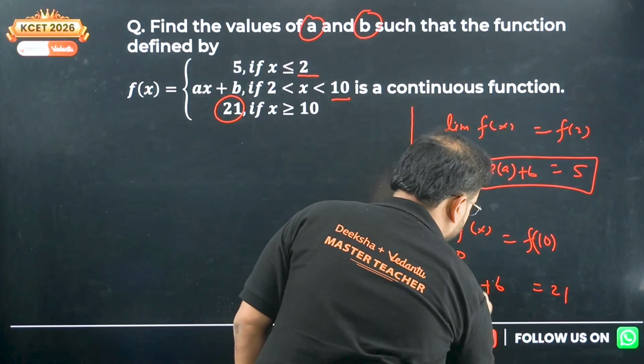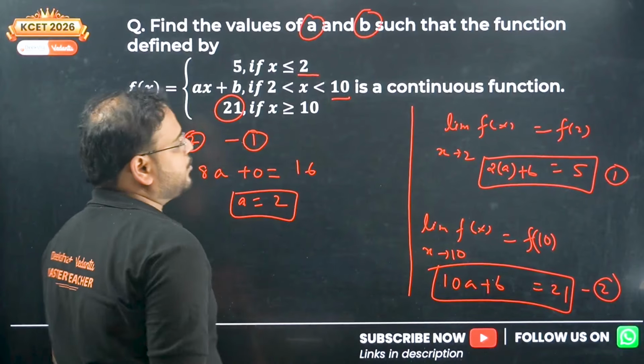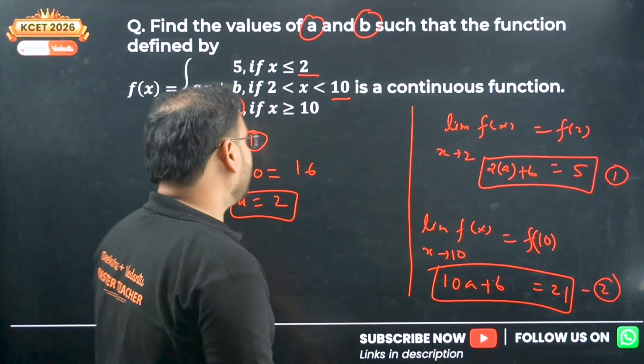Equation 1 and equation 2. Do one thing, do equation 2 minus 1. So 10a minus 2a is 8a, b minus b is 0, and 21 minus 5 is 16. So I get the value of a as 2. Value of a is 2 means 2 into 2 is 4. b will become equal to 1.